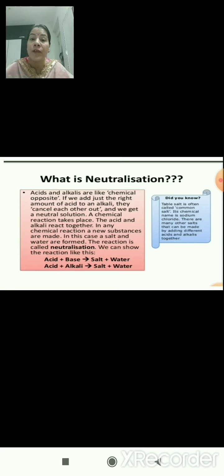And after mixing such kind of solutions, one acid and a base, in correct amount, we get a neutral solution as a result. A chemical reaction takes place here, and the acid and base react together. In any chemical reaction, new substances are made. In this case, a salt and water are formed. The reaction is called a neutralization reaction.